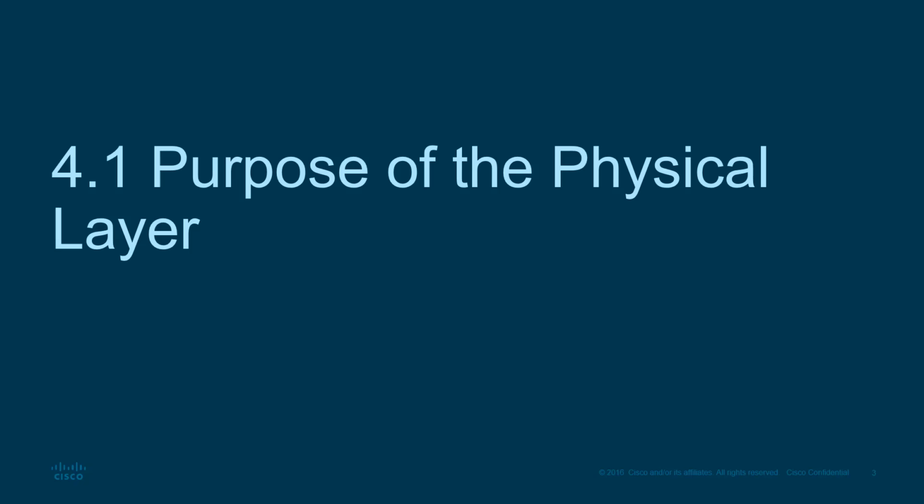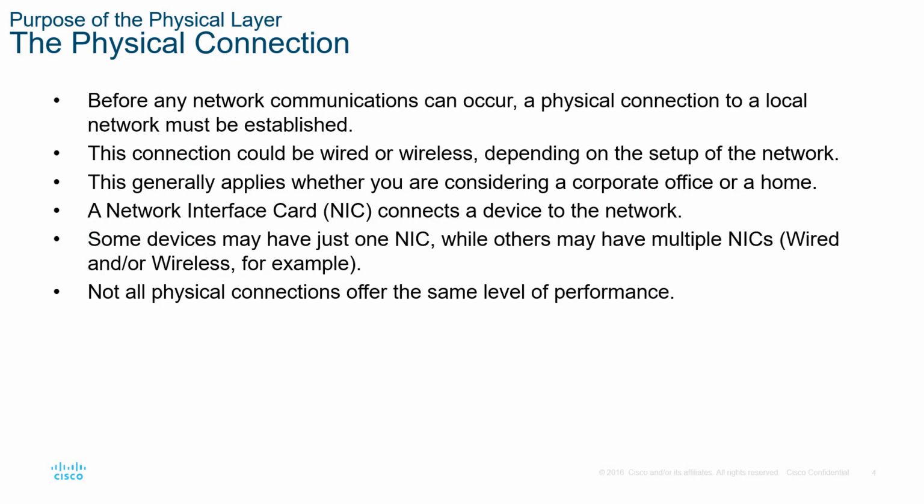So, what's the purpose of the physical layer? Essentially, before any communication can occur, there has to be that physical connection between multiple devices. That has to be established. Again, wireless is also included in this. This connection could be, again, wired or wireless.